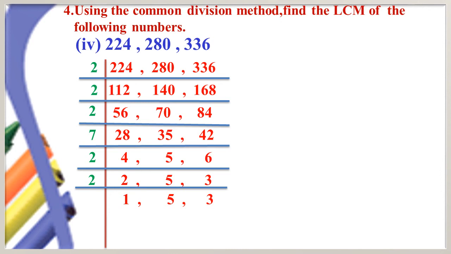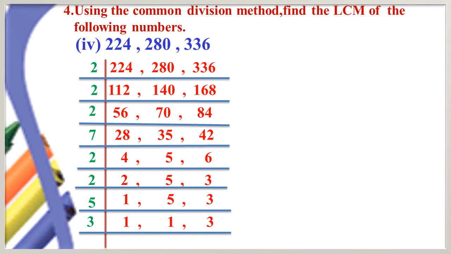Next, take number 5. 5 divided by 5 equal to 1. So, 3 is not divisible by 5. So, carry forward. And the last factor 3. So, now 1, 3 divided by 3, we get 1.